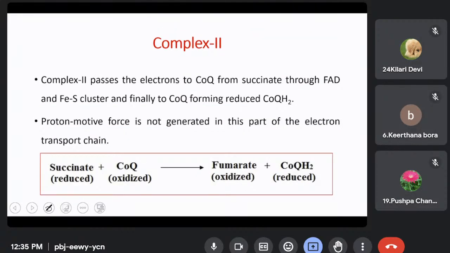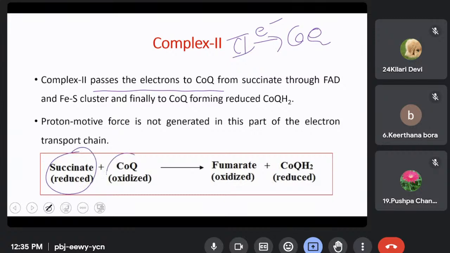The same thing happens in complex 2. Complex 2 is nothing but succinate coenzyme Q reductase. So complex 2 passes the electrons to coenzyme Q. So from complex 2 also, electrons are transported to coenzyme Q. So succinate plus coenzyme Q. What happens? Succinate is converted into fumarate, and during this reaction coenzyme Q is reduced. Thus, succinate is said to be oxidized and coenzyme Q is said to be reduced.